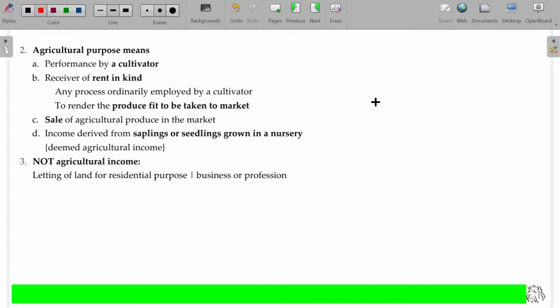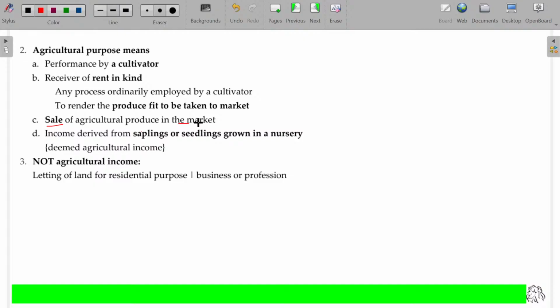Thereafter, if you are adding some extra value, like converting the potato into potato chips, paddy into rice, or wheat into wheat flour, that will not be agricultural produce. And the sale of agricultural produce in the market, selling the potato, fruits, vegetables, grains, pulses, cereals, whatever it may be, in the primary market, that is also agricultural produce.